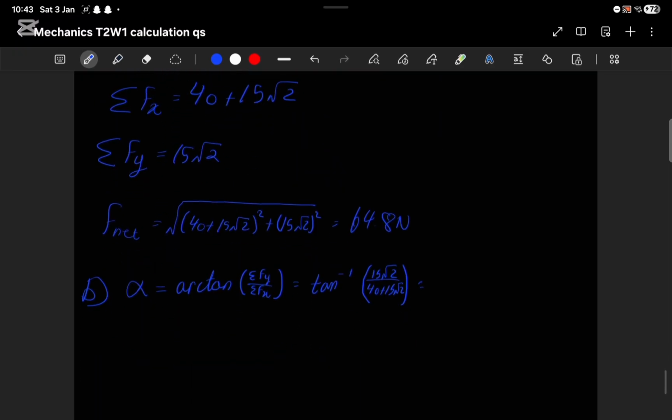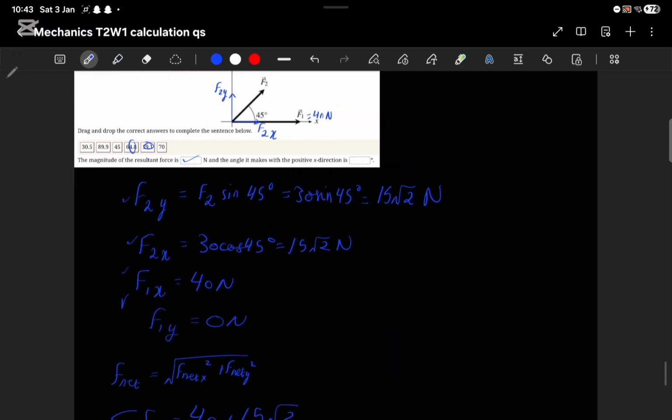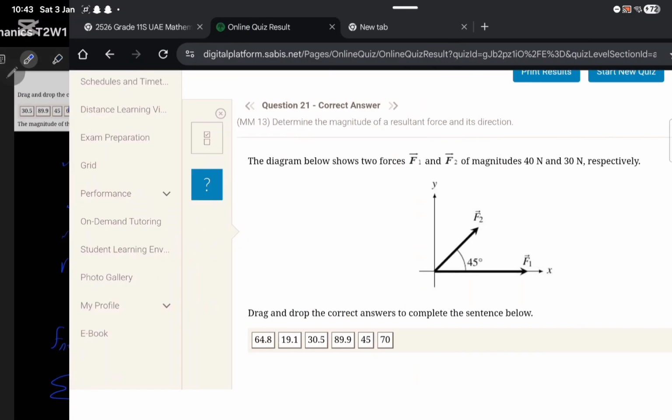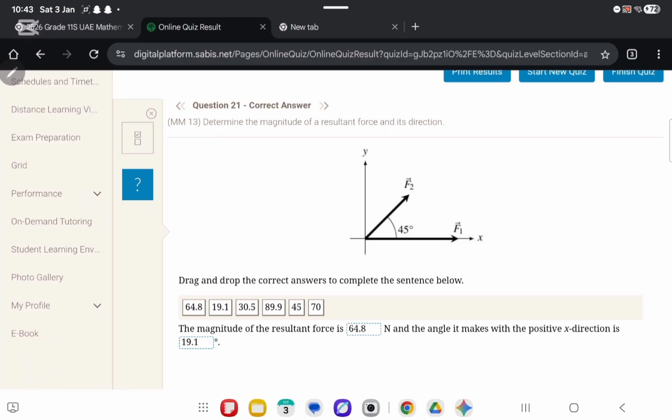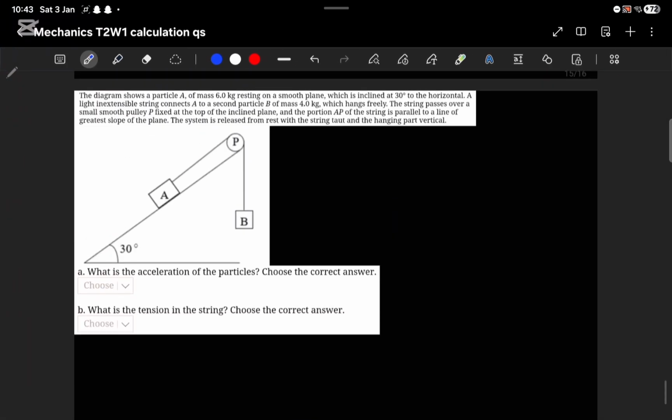19.1. 19.1 is an answer. Okay, 19.1 degrees, and this is our answer. Let's just check. It's 64.8 and 19.1. Okay, so this is the last question now. It's out of 22 questions. This is my last question. It's very, very easy, but the question is just long.